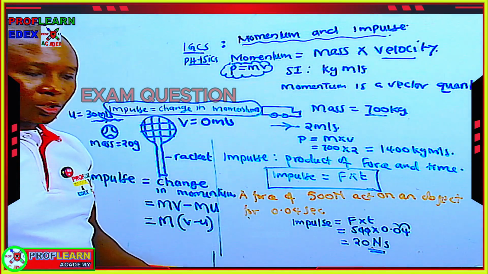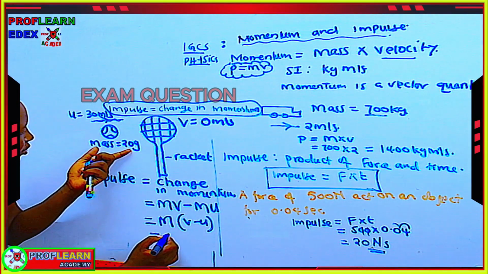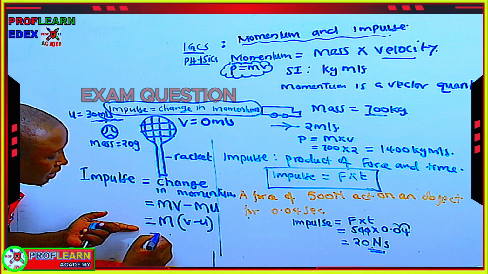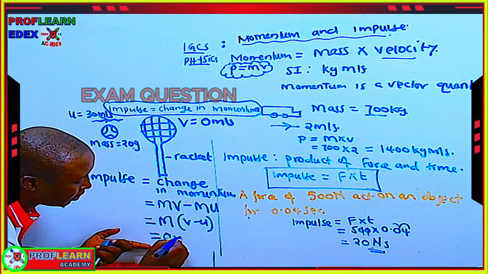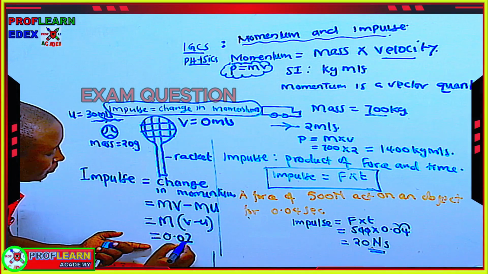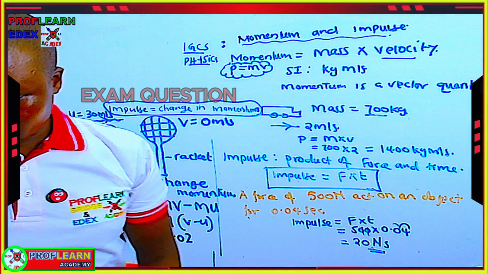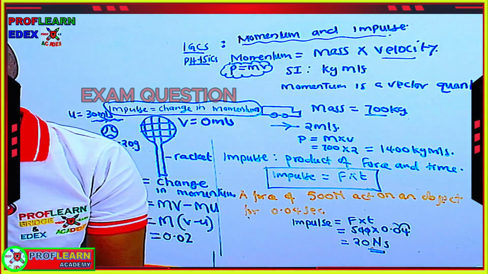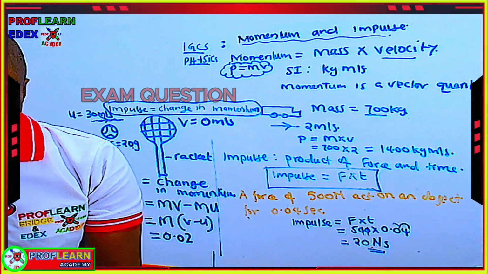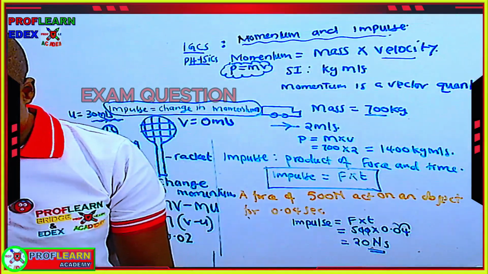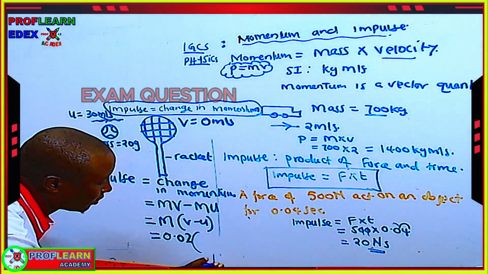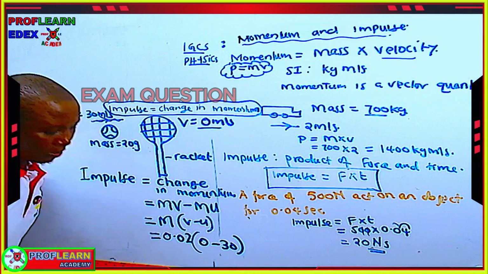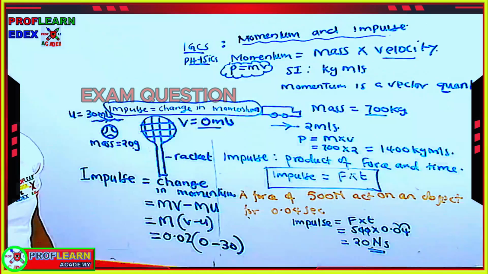change in momentum. The mass is 20 grams, so we need to divide this by 1,000. If we divide by 1,000, we get the mass in kilograms. Remember to convert into the SI unit. So this is 0.02 kilograms. And the final velocity, when it hits the racket, is going to be 0 minus the initial velocity, which was 30. So if we work it out, times 30, that translates to 0.6.